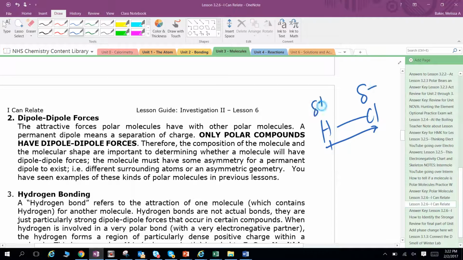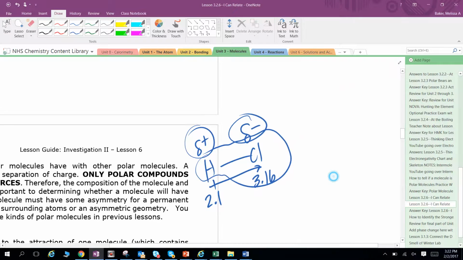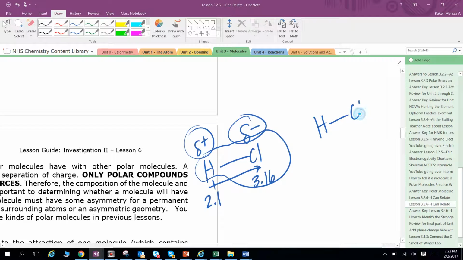Because there is a difference in electronegativity of greater than 0.5 between these two atoms, that means that the chlorine is going to have a partial negative charge. It's sucking electron cloud away from the hydrogen, leaving it with a partial positive. So you can see how the hydrogen of one molecule would be very attracted to the chlorine of the other. This is called the dipole-dipole force.